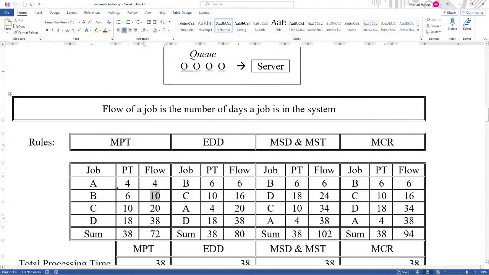Notice here, the queue time of the first job in any schedule is 0, but the queue time of a job after the first job will be the flow of the preceding job, because it's in line. It has to wait for that job to leave the system before it can be serviced. So C has a processing time of 10. It has a queue time of 10, so the flow time then will be 20. D has a processing time of 18, a queue time of 20, so the total flow then is 20 plus 18, which is 38. So there's the flow of every job in this schedule.